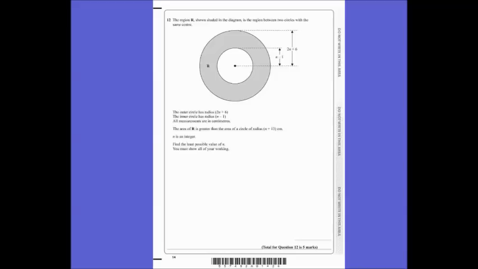Show your working. So, we're working out with the area of a circle here. So, the area of the big circle is going to be pi r squared, so pi times (2n + 6) squared. And it says we need to subtract pi times (n - 1) squared to get the area of the region. So we're going to subtract the smaller circle just to get the shaded region. And that is greater than the area of a circle with radius n + 13. So we need to do is greater than pi times r squared, so pi times (n + 13) squared.